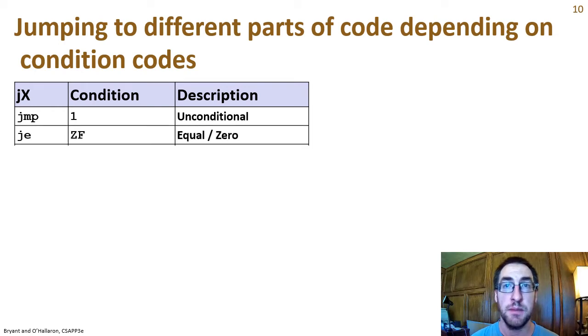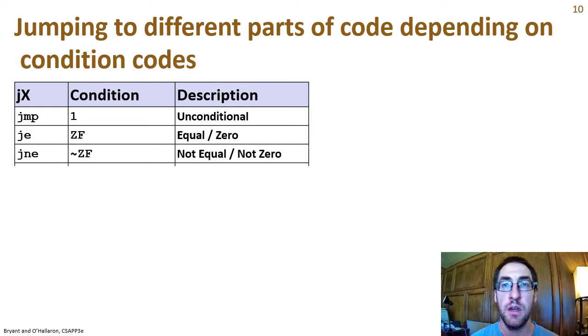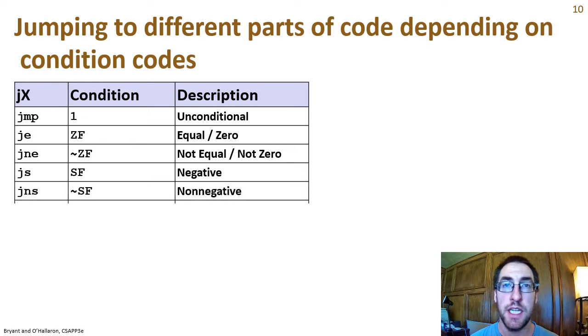The JE instruction means jump equal, and it jumps if the zero flag is set, which it is after a compare instruction between two identical values. The JNE instruction is jump not equal, which jumps if the zero flag is not set, that is, it is clear, which happens after a compare instruction with two different values. The JS instruction jumps if the sign flag is set, so it jumps based on a negative result of test or compare. The JNS does jump not sign, which jumps if the sign flag is not set.